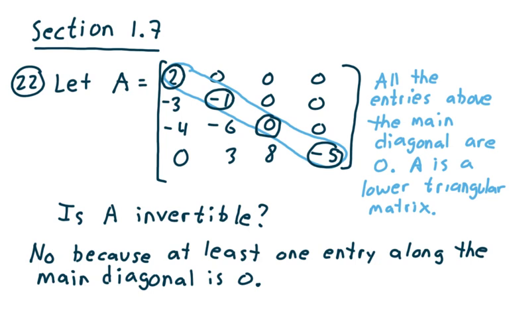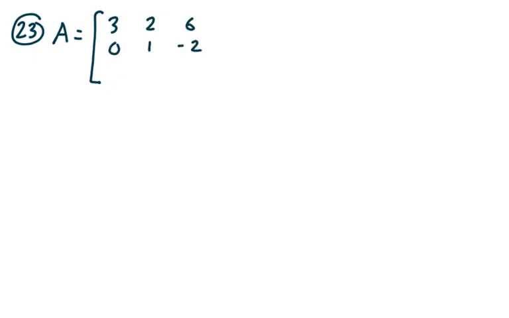Now, let's take a look at 23. Suppose A is the matrix 3, 2, 6, 0, 1, negative 2, 0, 0, negative 1.